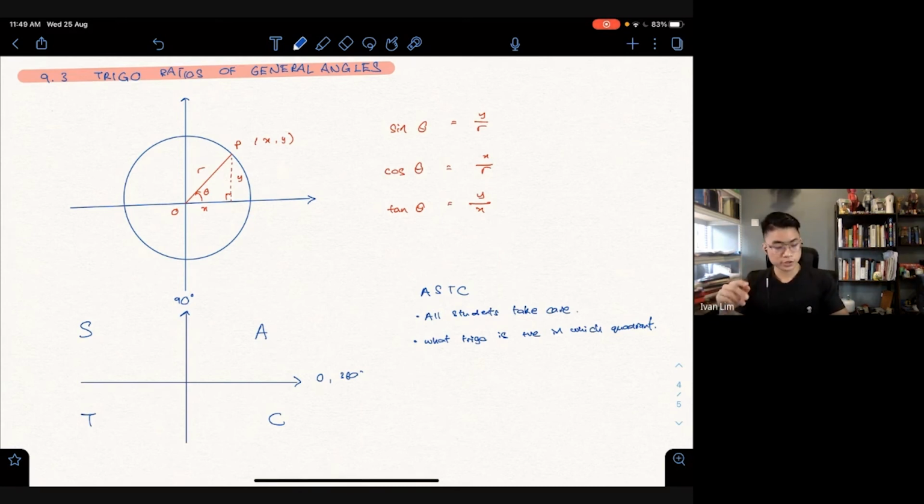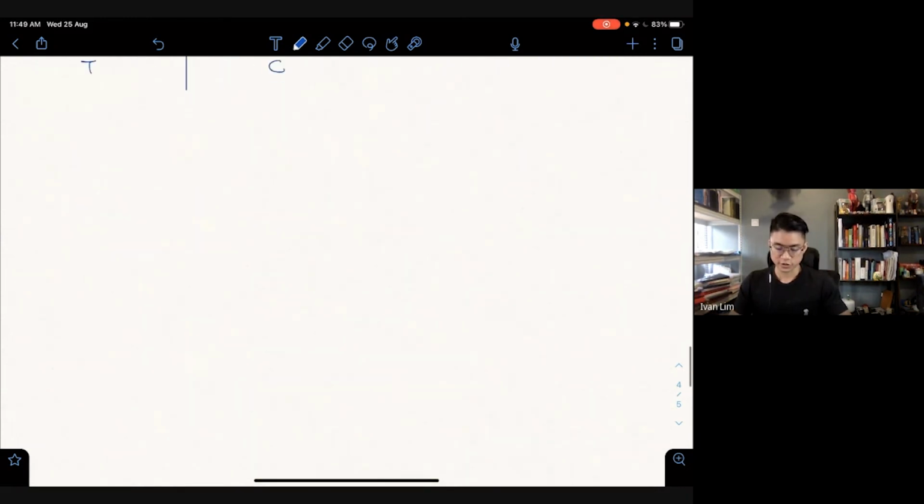We're going to go through another two examples, then we're done for today, because I don't want to overload you all. This is quite a lot, right? 9.1 to 9.3. Let's look at how we apply this knowledge, this ASTC. All students take care, especially now in the time of COVID, so you all better take care.